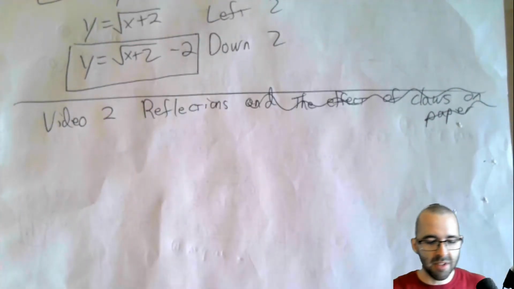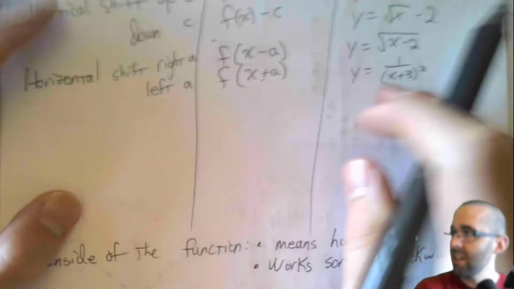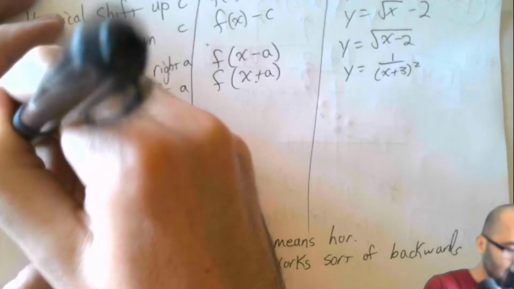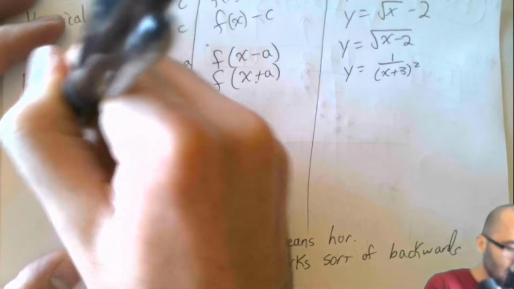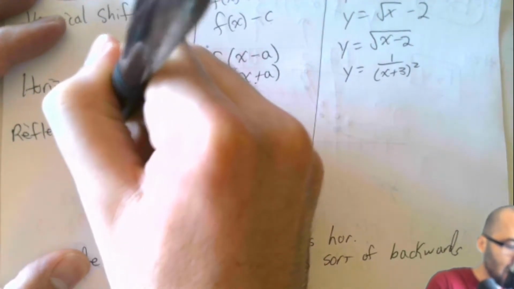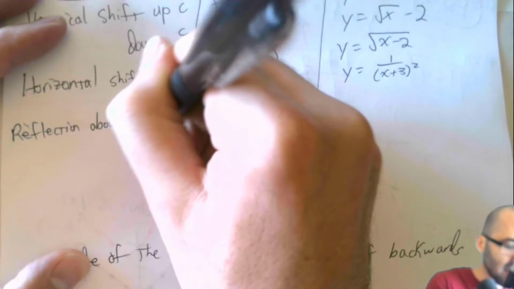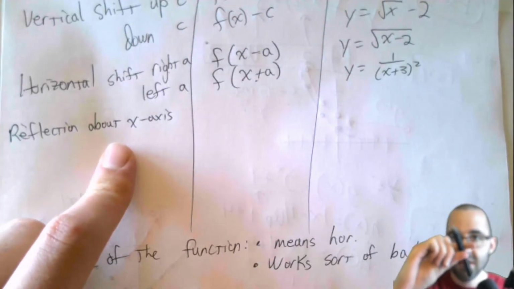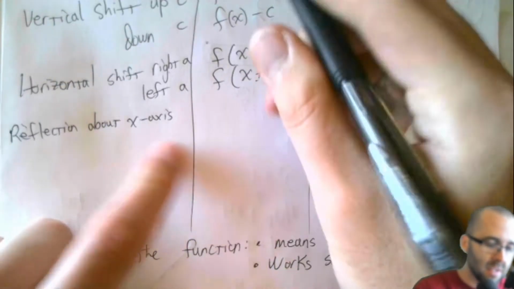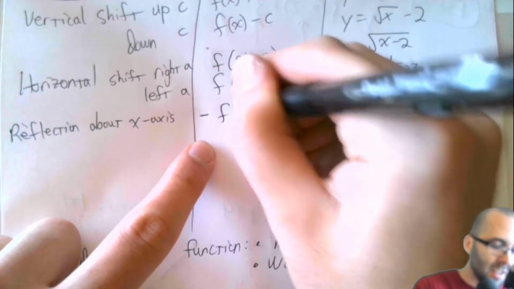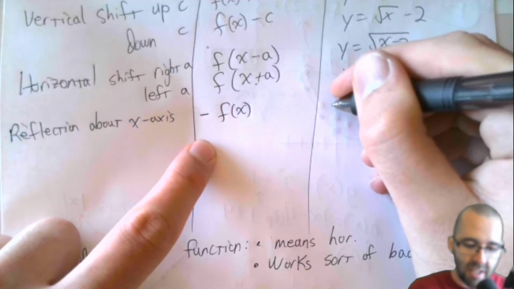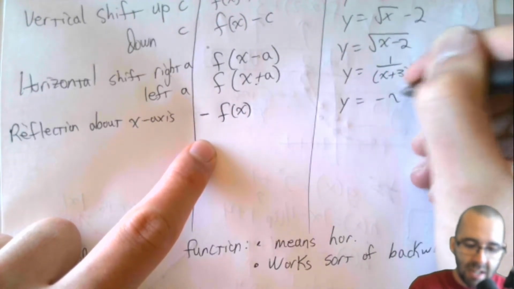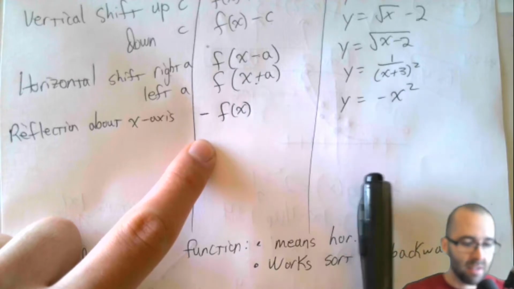That's going to be our first transformation of this video. So go back to your old table. It's hopefully not that old by now. And we're going to make a new entry in this table. So if I want a reflection about the x-axis, and sometimes I will call this a vertical reflection because it flips upside down, that's going to be a negative on the outside of the function. So something like y equals negative x squared.